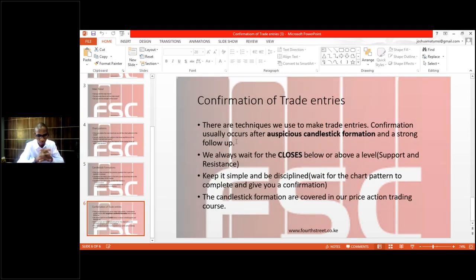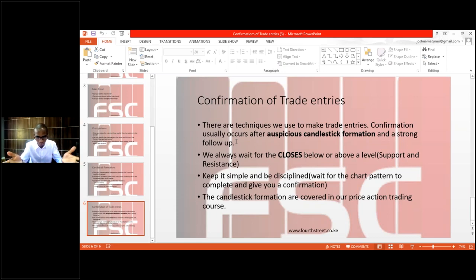Therefore, the next subtopic that we're going to cover before we move on to the MT4 platform to cover, on our live markets, the different types of trade confirmation based on different chart patterns, is that there are various techniques that we use to make trade entries. Confirmation usually occurs after an auspicious candlestick formation and a strong follow-up. It's more of the same of what I've been discussing in the previous topic. We always wait for closes below or above a level, that is a support level or a resistance level, like I'm going to explain in a few minutes on the charts.